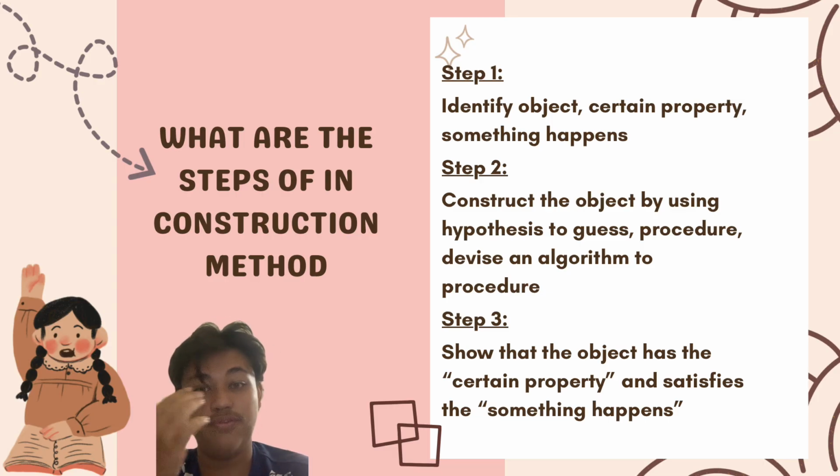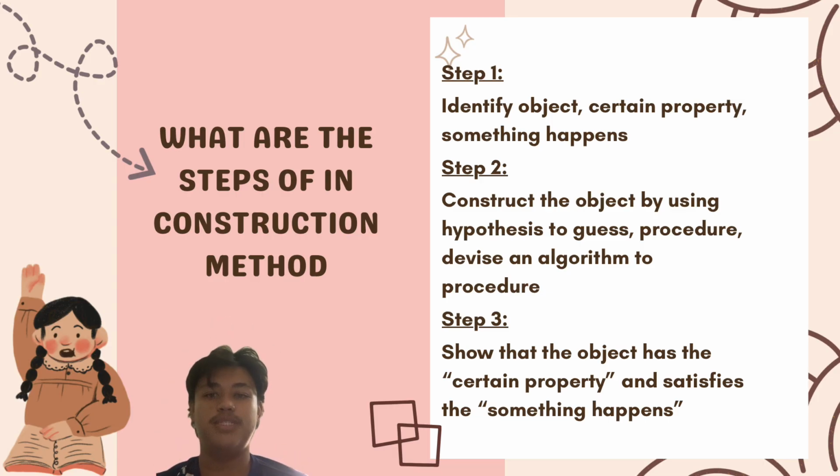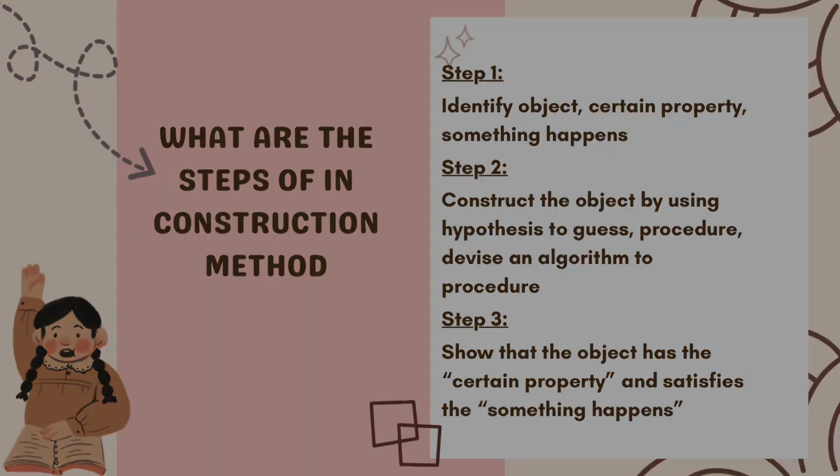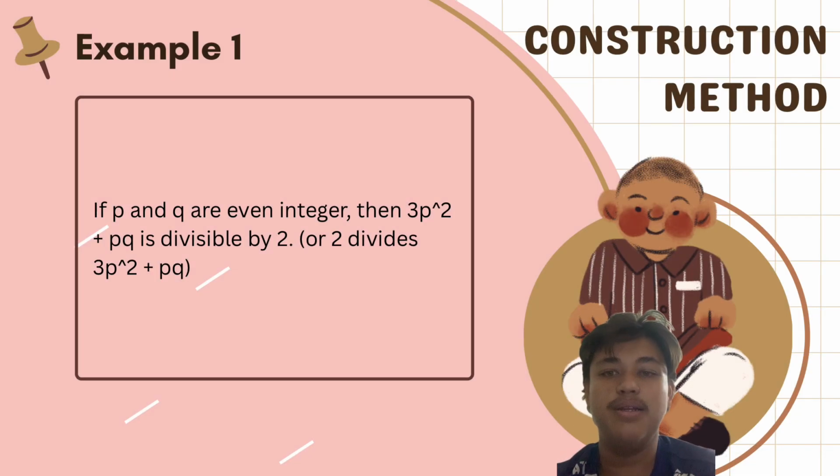Step 1, you have to identify the object, the certain property, and the something that happens. Construct the object by using the hypothesis, guess. Procedure, devise an algorithm or procedure. For example, if P and Q are even integers, then 3P squared plus PQ is divisible by 2.